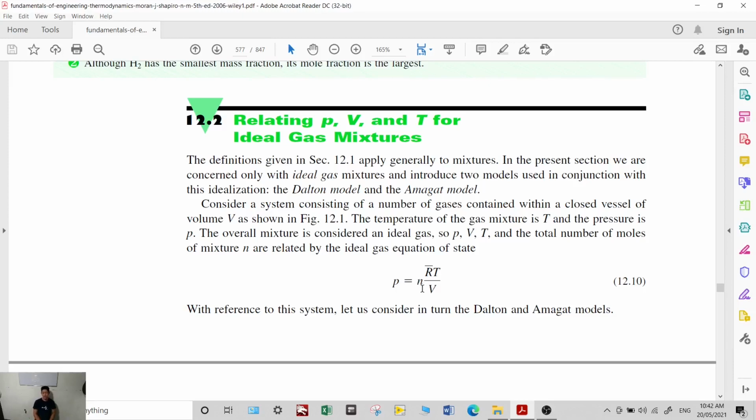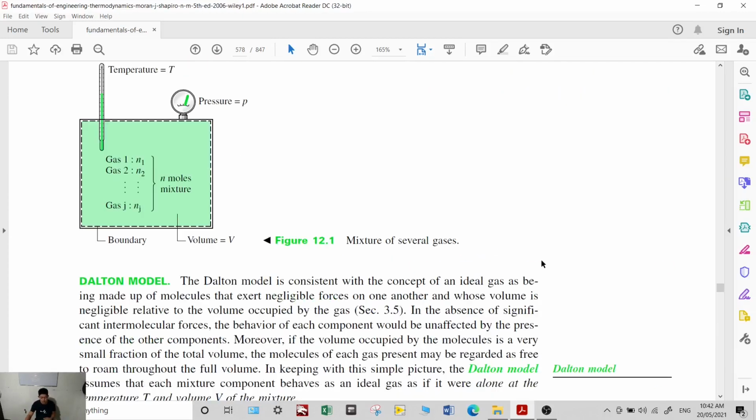Okay, so this is the equation for ideal gas. Pressure is just equal to number of moles, R bar, T over V, no? So R bar is the universal gas constant. Okay? So, what is the Dalton model? We will use this diagram in order to illustrate these two models.